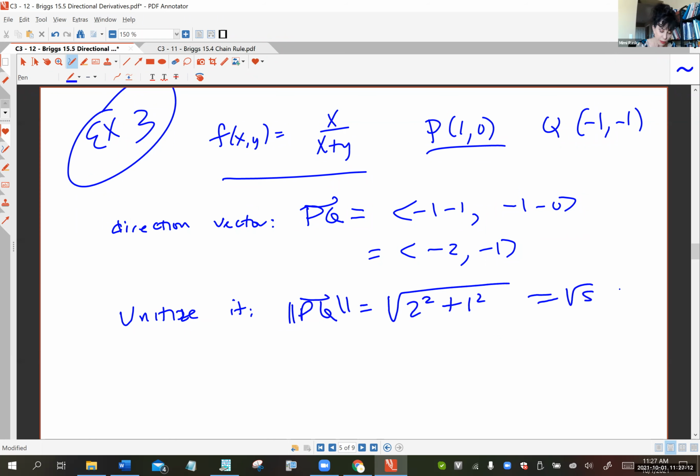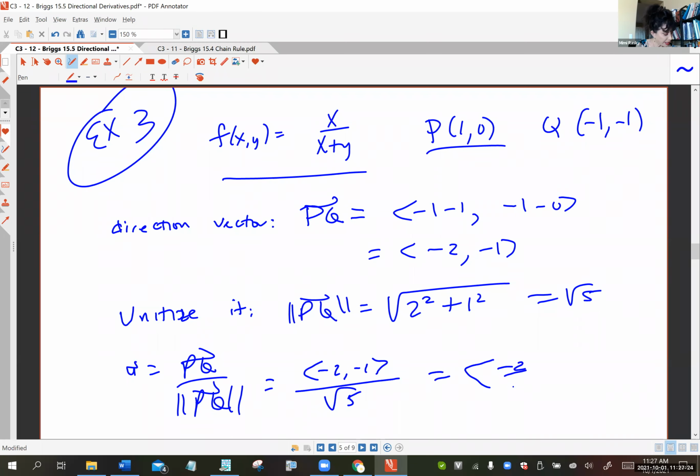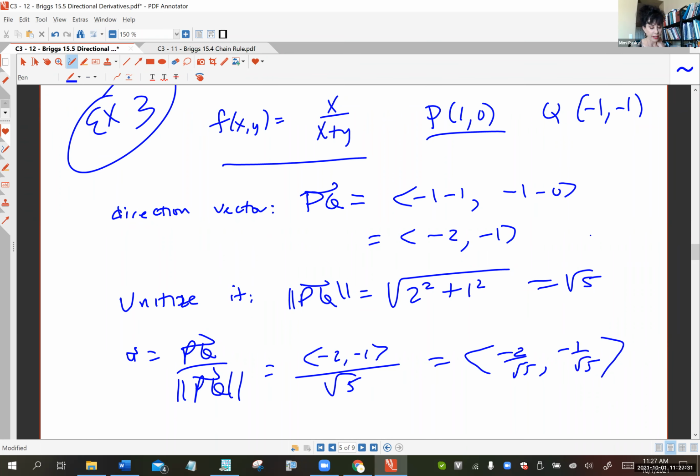And I get square root of 5. So then my unit vector pointing in the direction that I'd like to get this directional derivative, that directional derivative is just a slope, is going to be this cute little unit vector with components -2 over square root of 5 and -1 over square root of 5. Okay, great. Now, the next thing we need to do is go get our partials.